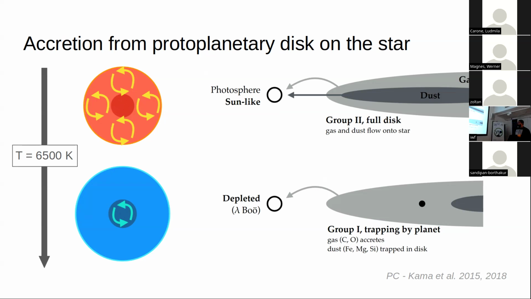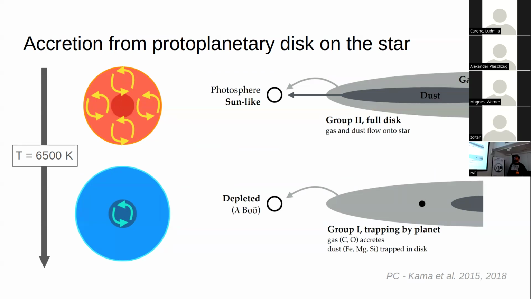But if you have a disk which is depleted in dust in the inner disk, because the dust was blocked by a giant planet, then you would have iron, magnesium, all the refractory elements depleted when you measure the abundances of these stars. These specific stars are also called lambda Bootis-type stars, because that was, I think, the first star in this group which was known.